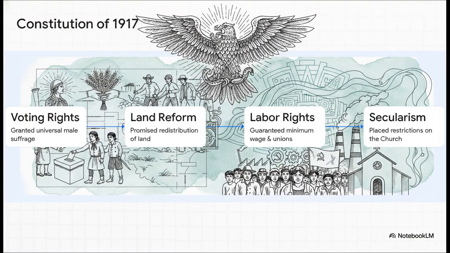So after a decade of incredibly bloody civil war, what comes out of it? The Constitution of 1917. And what's amazing about it is that it's basically a point-by-point answer to every single thing that caused the revolution. You're a landless peasant? Okay, we're doing land redistribution. You're a worker with no rights? Here are minimum wages and unions. You have no say in your government? Universal male suffrage. It was a truly radical blueprint to completely rebuild Mexican society from the ground up.